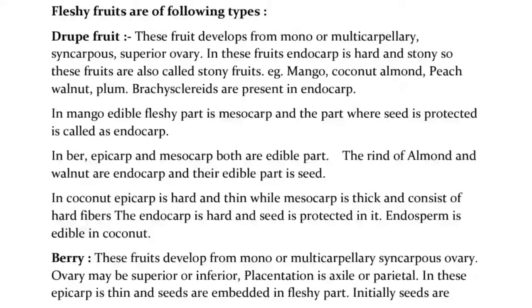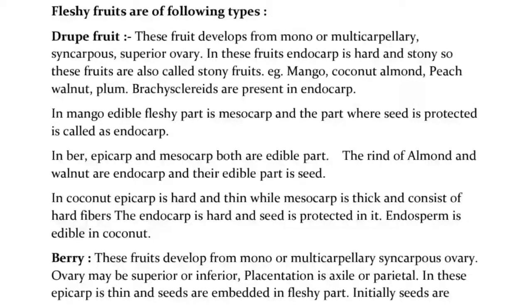In coconut, the epicarp is hard and thin while the mesocarp is thick and consists of hard fibers. The endocarp is hard and the seed is protected in it. Endosperm is edible in coconut. Berry: these fruits develop from a mono or multicarpellary syncarpous ovary. The ovary may be superior or inferior. Placentation is axile or parietal.